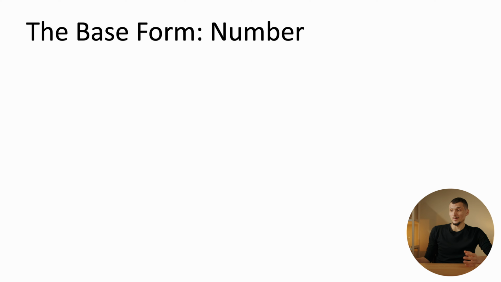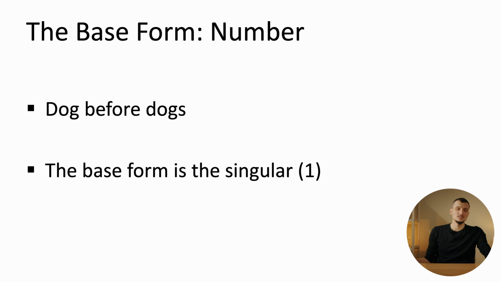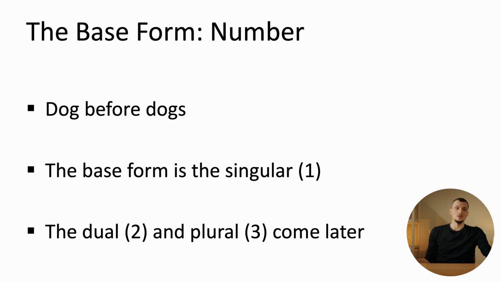Now, moving on to number, this is pretty self-evident. Like in English, we kind of view dog as the original and dogs as a different version, and this is the same in Slovenian. So the base form is considered the singular of something, one of something, and the dual and plural only come later.